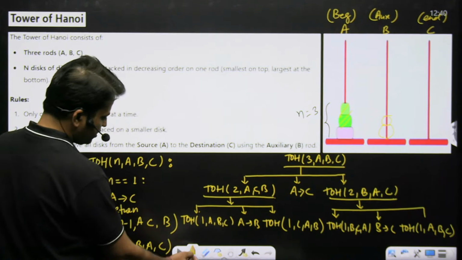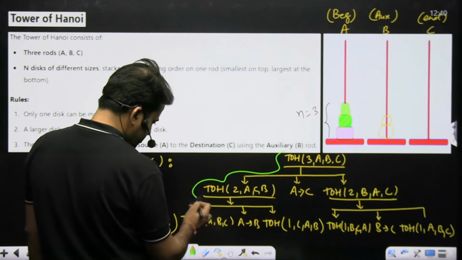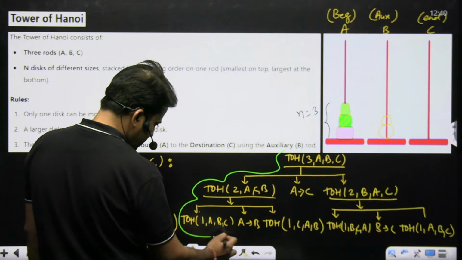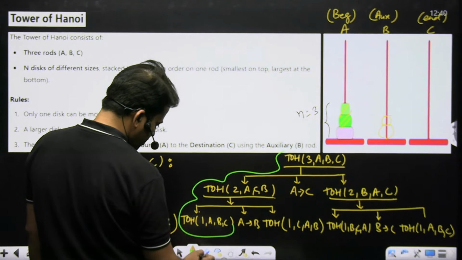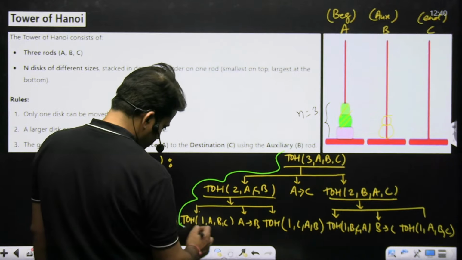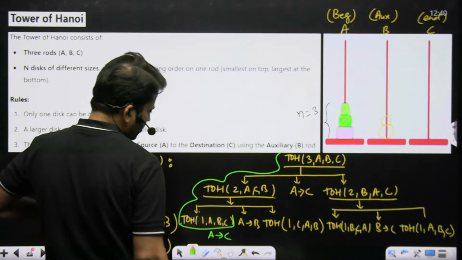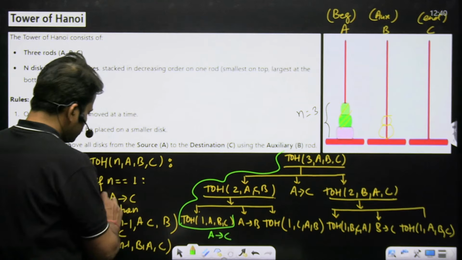Is further recursion called, student? This one is calling this one, and this one is calling this one, and this recursion terminates here, and this recursion is also terminated here. Directly, the move is what, sir? A to C, because n equals 1, directly A to C.